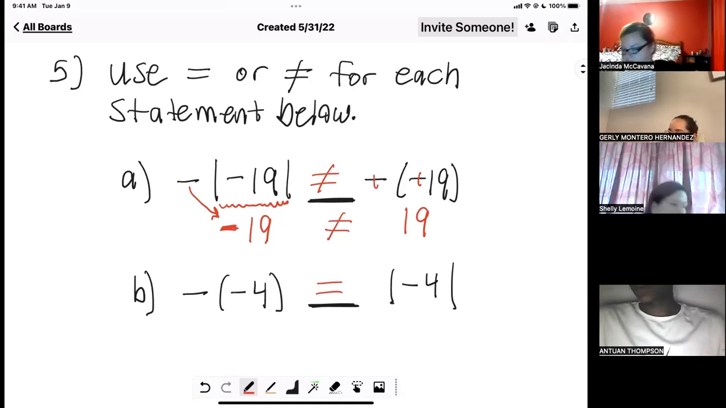And B, I have the opposite of -4, which is +4, and the absolute value of -4, which is also 4, and that's why they're equal to each other. All right, so I'm going to pause for a minute. Any questions on anything? That's the end of 2-1.